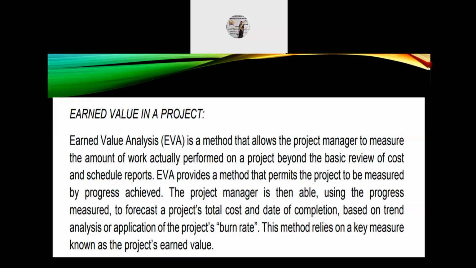So EVA provides a method that permits the project to be measured by progress achieved. So the project manager is then able, using the progress measure, to forecast a project's total cost and date of completion based on trend analysis or application of the project's burn rate. So this method relies on a key measure known as the project's earned value.